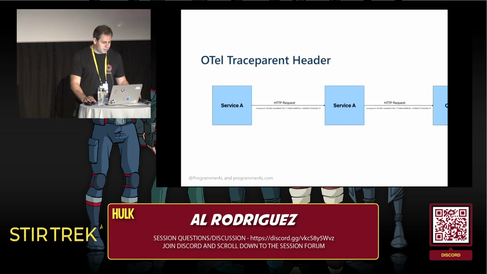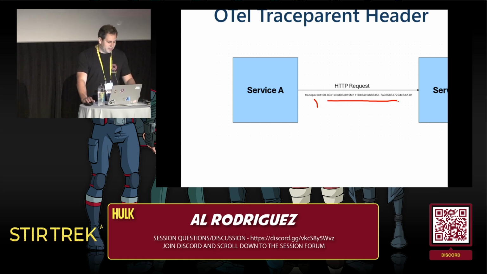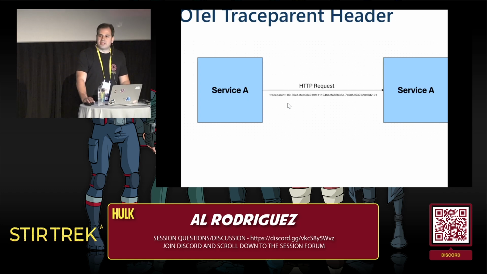And so just kind of looking at this over here, you can see what a trace parent looks like right there. I don't know how well you can see it, but you don't really need to. It's just text. That's all it is. So service A is going to call service B, and I'm sorry, that's a typo. That should be service B. That's my mistake. I should fix that.